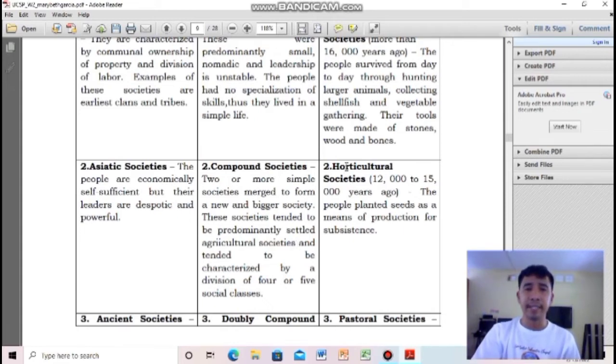Okay. Next is horticultural societies. The people planted seeds as a means of production or for subsistence. So nagatanom na sila from the word horticulture. Most of them plant, no, sang seeds, no, ga propagate sila in terms of food production.